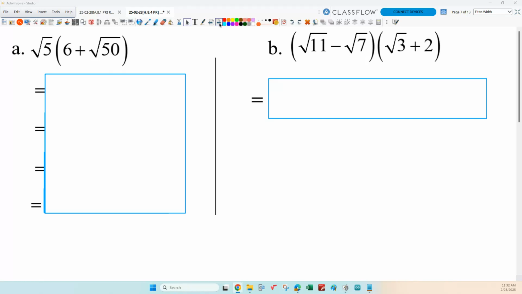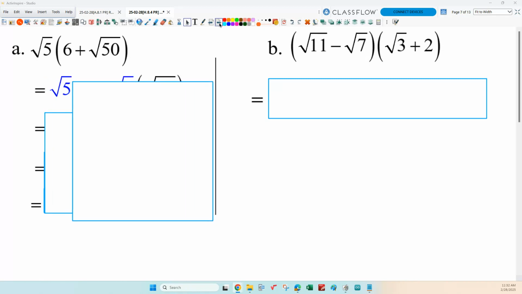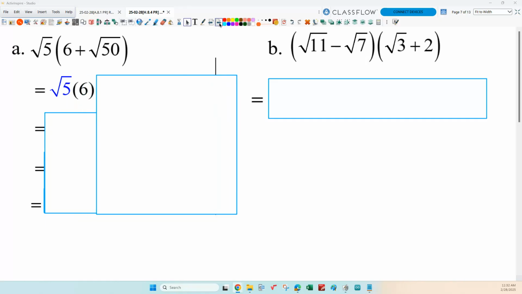What about multiplying? Multiplying expressions involving radicals, nothing changes. The only difference is you're going to have to multiply some radicals, but big deal. So what would I do here to simplify, to expand this out? Distribute. Square root of 5 times 6, can't do anything with that, can I? I've got a 6 outside and a 5 inside, and I'm stuck, okay, with that. Now what could I do when I multiply square root of 5 by square root of 50?